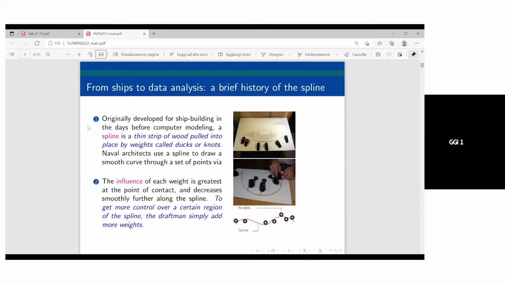And here you see what I mean as a tool: this thin strip of wood that you see in the picture, which was used by shipbuilders to draw the profile of a ship. And you see some black objects that are weights, which were actually called ducks or knots, that were used to put the strip in a given shape, okay? And the important thing is that the influence of each of these weights is great in the vicinity of the point where the weight is attached, and decreases going away from the weight, okay? And this is essentially the locality of the spline.